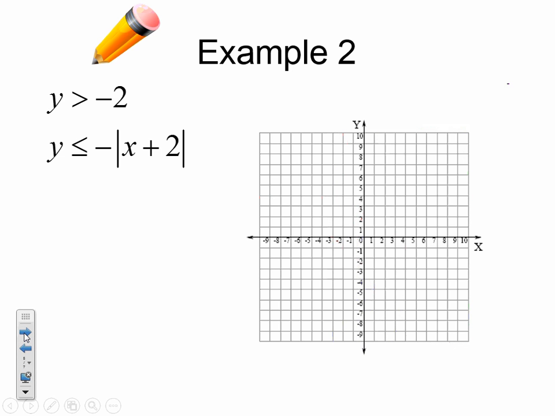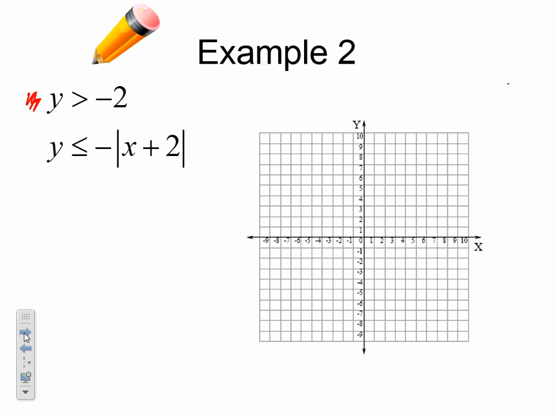How about this one? These already have the y by themselves, so that's kind of nice. y is greater than -2. y is less than or equal to negative absolute value of the quantity x plus 2. So let's first graph the top one here. We need y is greater than -2.